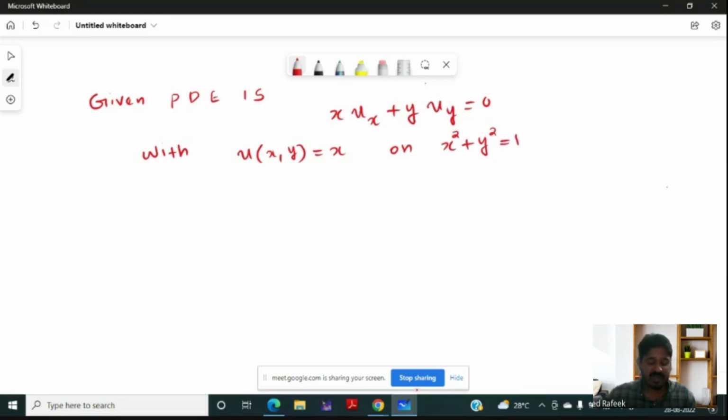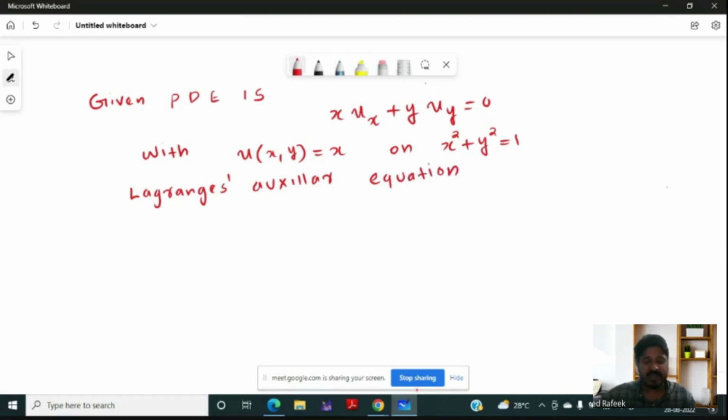Now we can find the Lagrange's auxiliary equation for this. That is the Lagrange's auxiliary equation: dx by p, dy by q, dz by r.